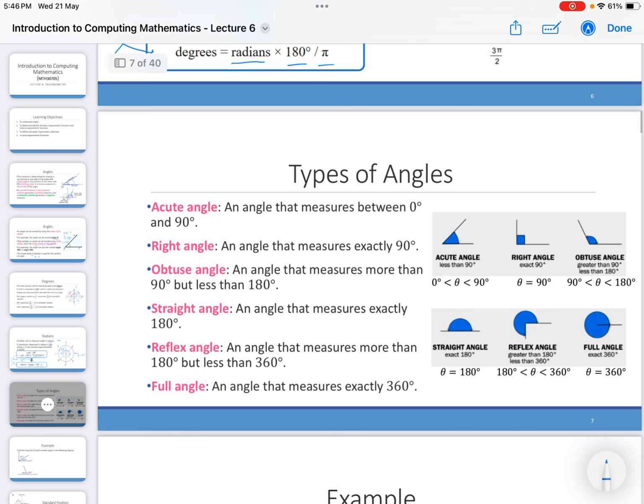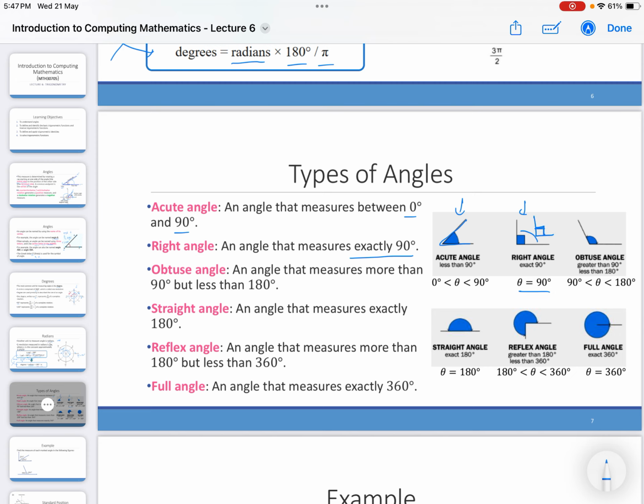So these are the types of angles. First we have the acute angle. An acute angle is one between 0 and 90 degrees, or less than 90 degrees. So this one is the acute angle. Okay, and then the second one is the right angle. This one measures exactly 90 degrees, so we have theta equals 90 degrees. Normally for a right angle, we put this symbol, instead of this one, we put this.